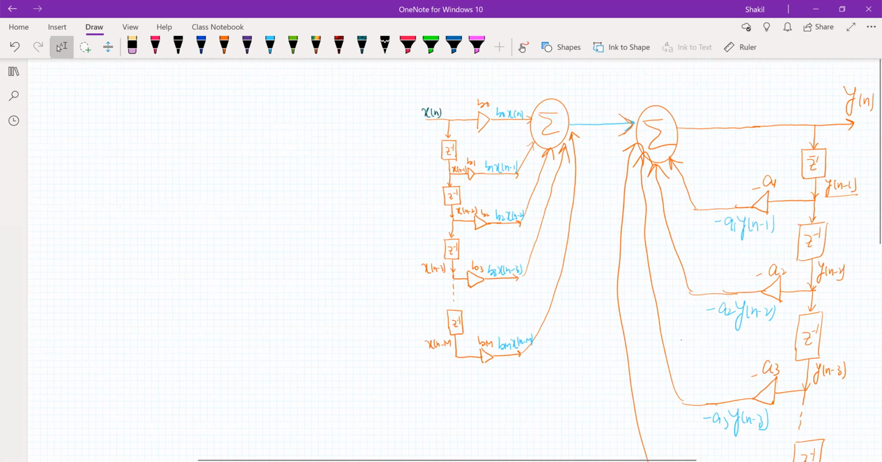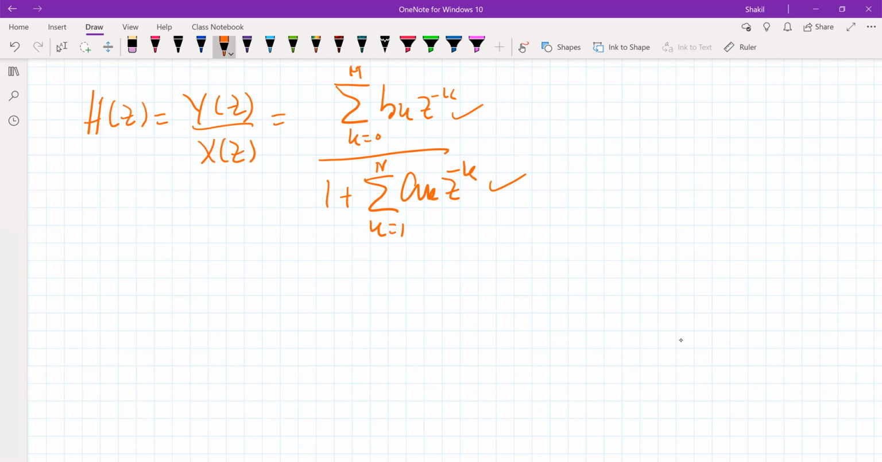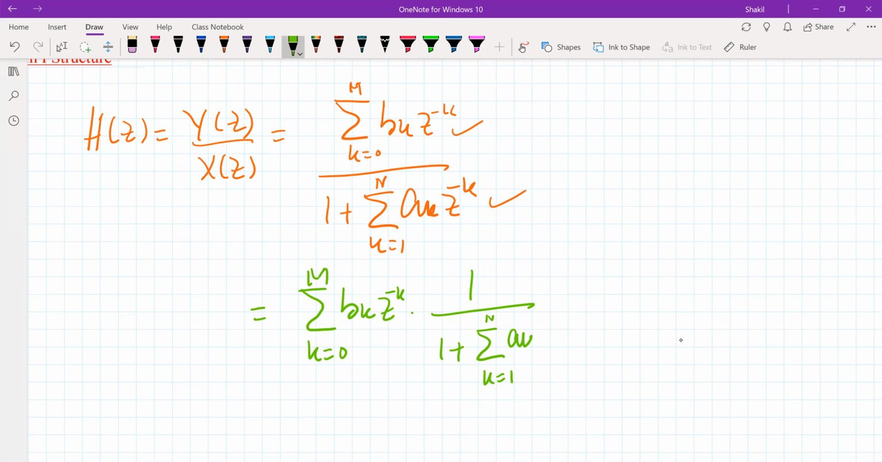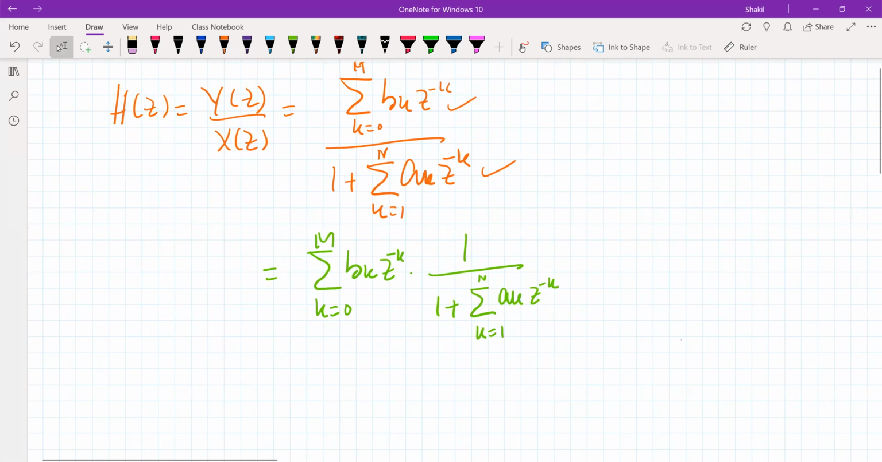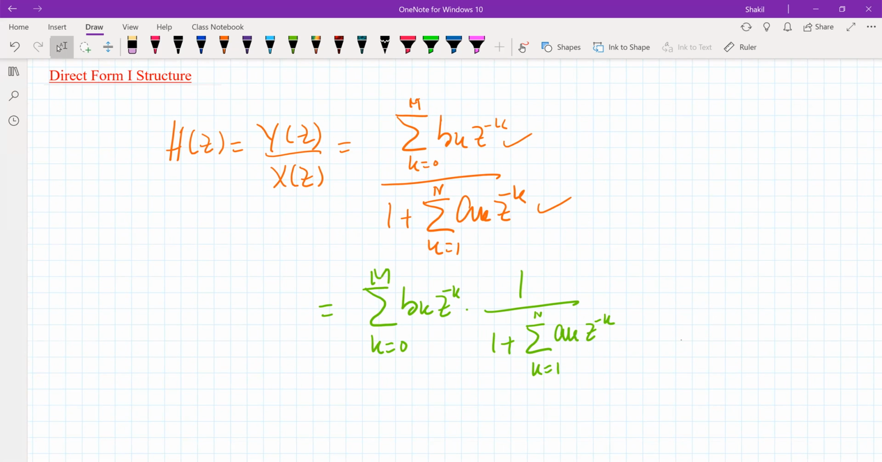Now today, what we are going to do is interchange these terms, the zero terms and the pole terms. Let's see what will happen to the structure. So let me write it like this: summation k running from 0 to M of b_k z^-k, multiplied by 1 over 1 plus summation k running from 1 to M of a_k z^-k. In short, we have separated the zero terms and the pole term.